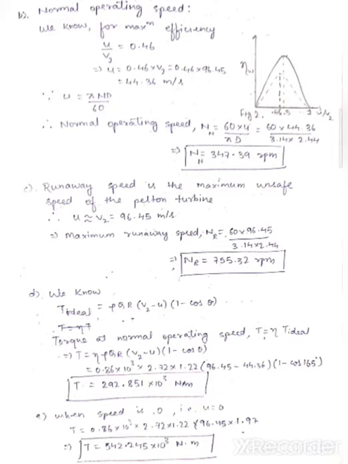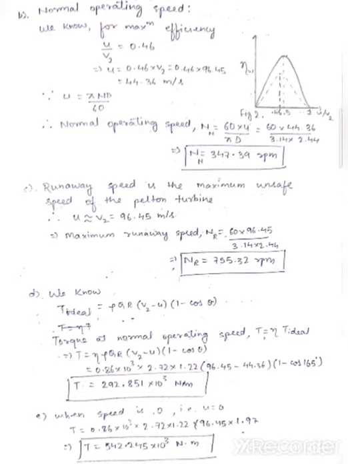Now in part D, we have been asked to find the torque at normal operating speed. We know that ideal torque is given by the formula rho Q R into V2 minus U into 1 minus cos theta, but torque at normal operating speed T is somewhat reduced according to its efficiency, and it will be equal to eta into T ideal. So its formula will be T equal to eta rho Q R into V2 minus U into 1 minus cos theta.